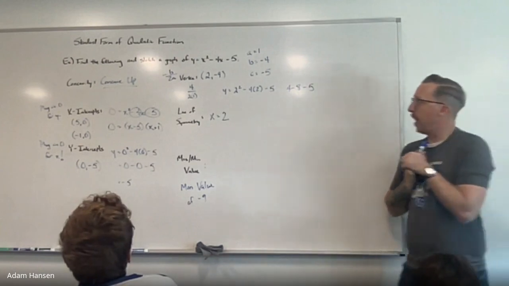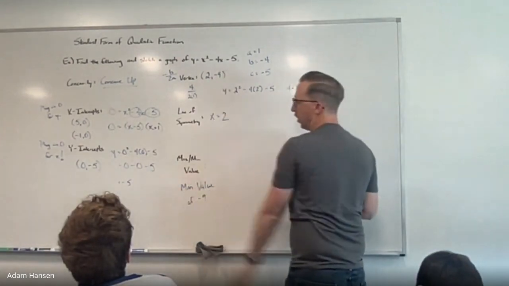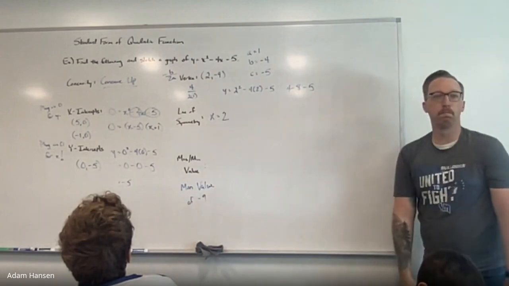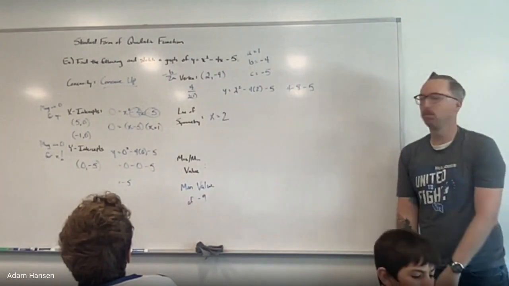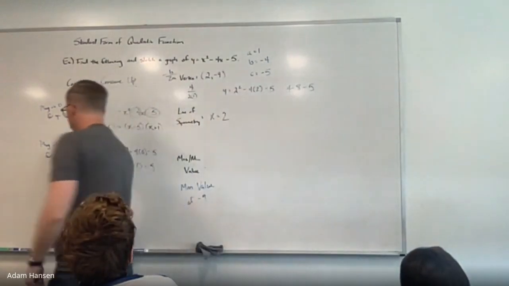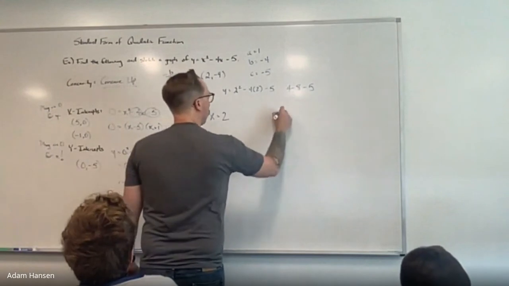All right, let's look at this last column here. Vertex, line of symmetry. Any issues finding something like that? Okay, make a quick sketch then.